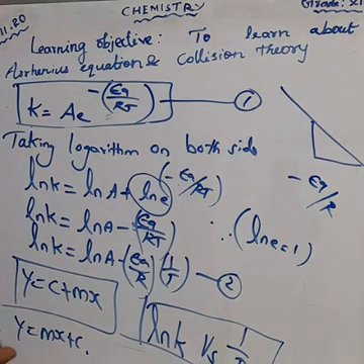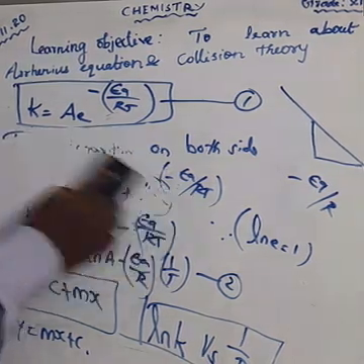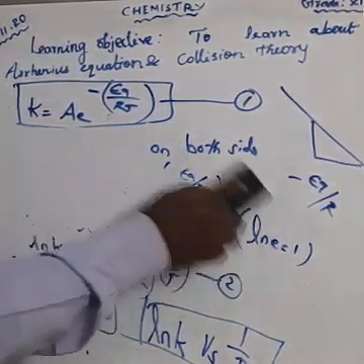Anyhow, if the rate constants for the reaction at two different temperatures are known, we can calculate the activation energy. Two different temperatures means T1 and T2, and the rate constants are K1 and K2.